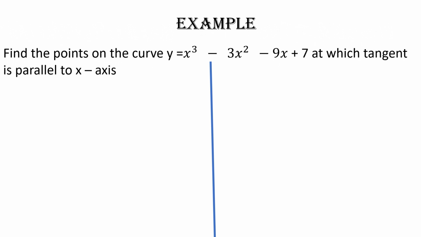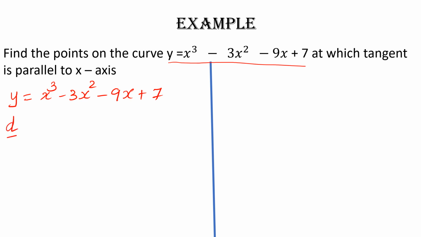Through an example, let me explain one of the concepts which we have learned in this module. Find the points on the curve y is equal to x cube minus 3 times of x squared minus 9x plus 7, at which tangent is parallel to the x-axis. To find the points on the given curve at which the tangents are parallel to the x-axis, we need to find the first derivative of the function y is equal to x cube minus 3 times of x squared minus 9 times of x plus 7.